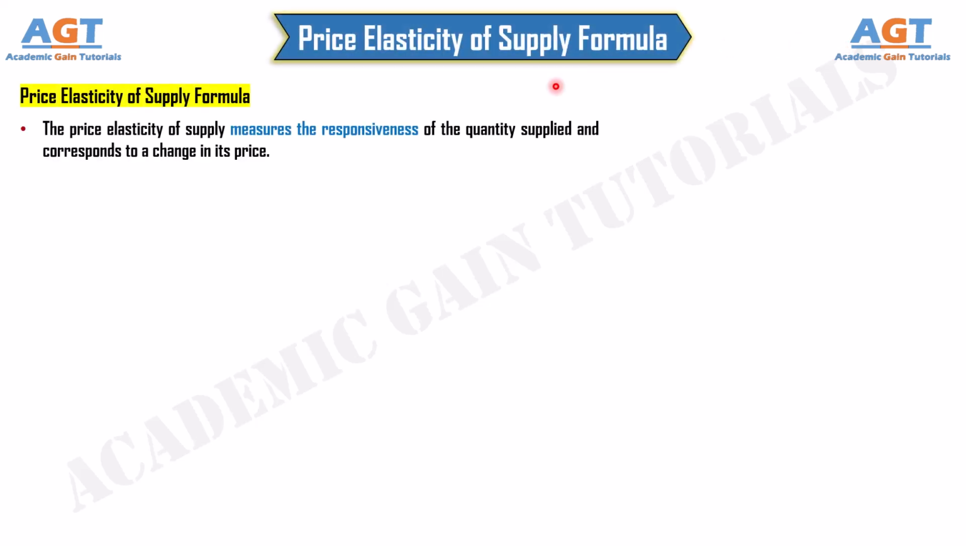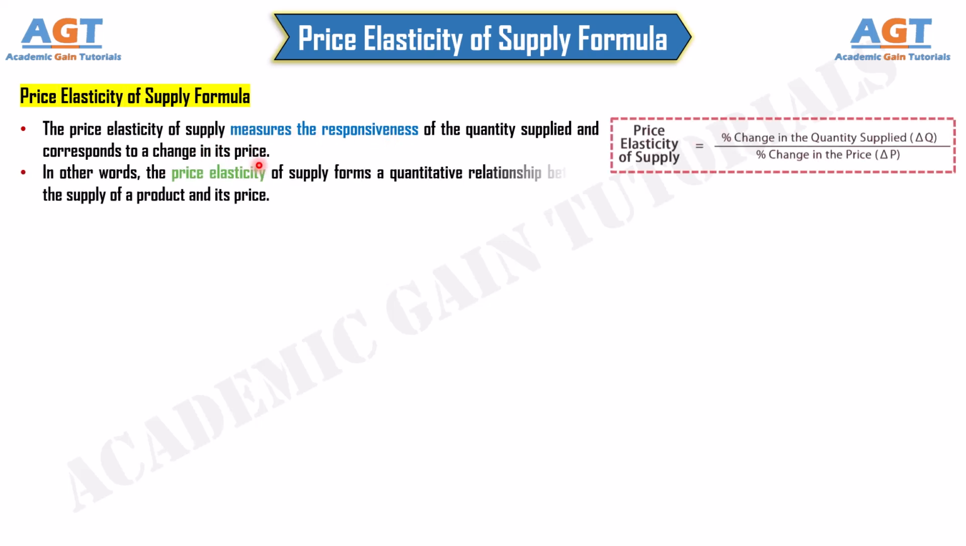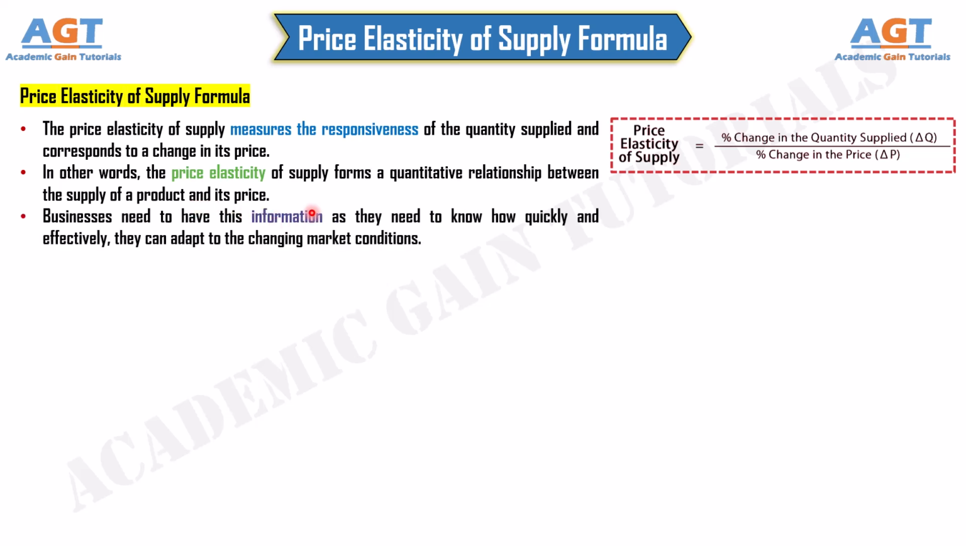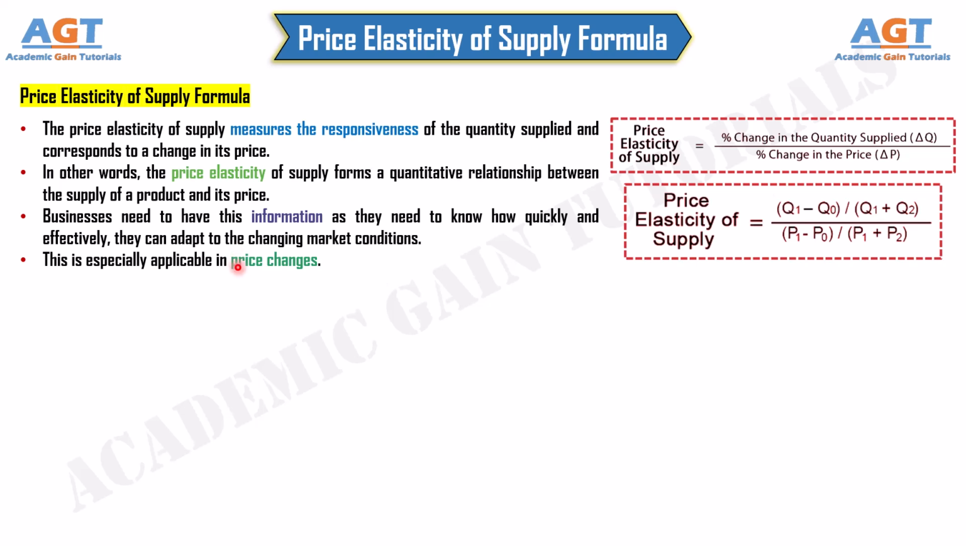The price elasticity of supply measures the responsiveness of the quantity supplied to a change in its price. In other words, the price elasticity of supply forms a quantitative relationship between the supply of a product and its price. Businesses need to have this information as they need to know how quickly and effectively they can adapt to the changing market conditions. This is especially applicable in price changes.